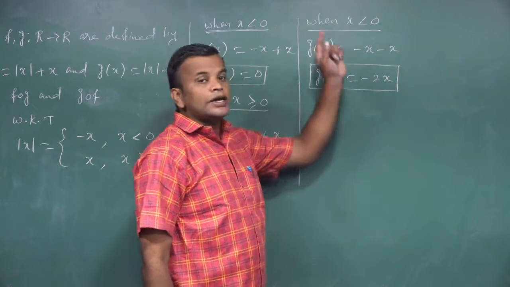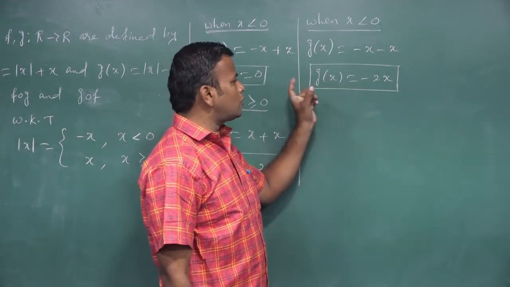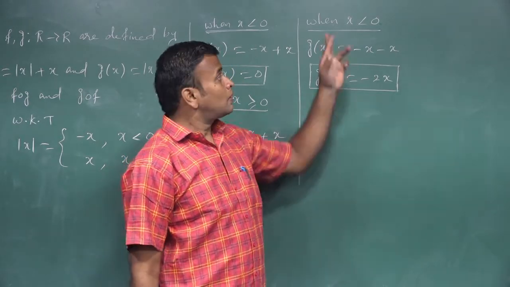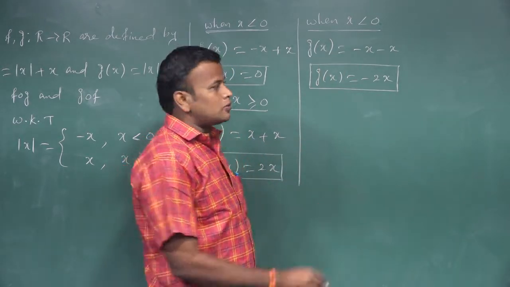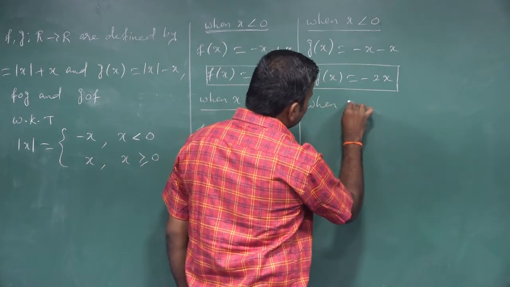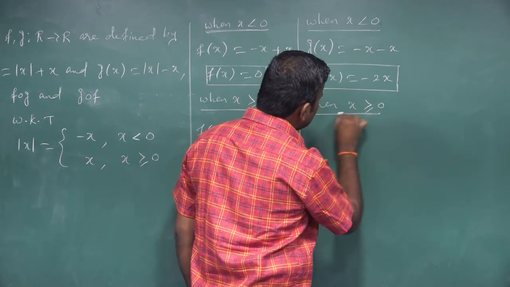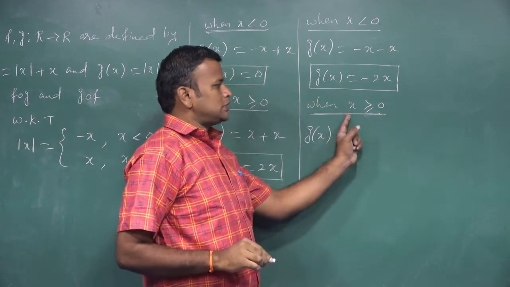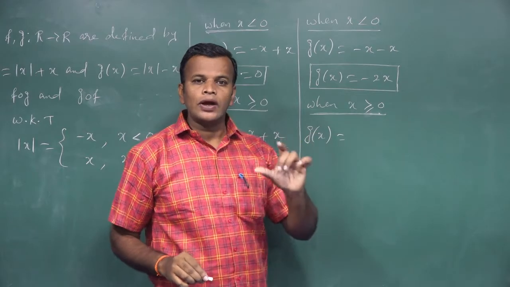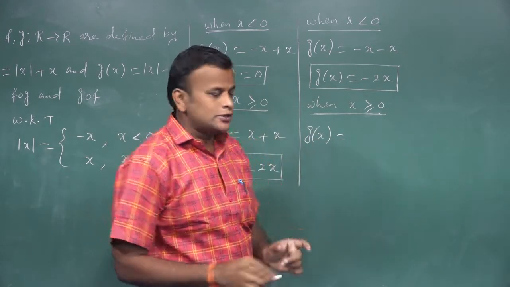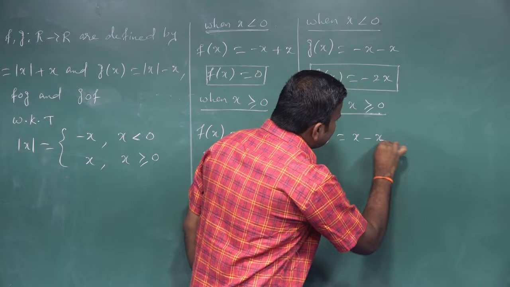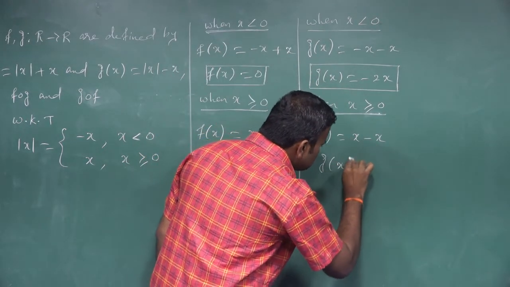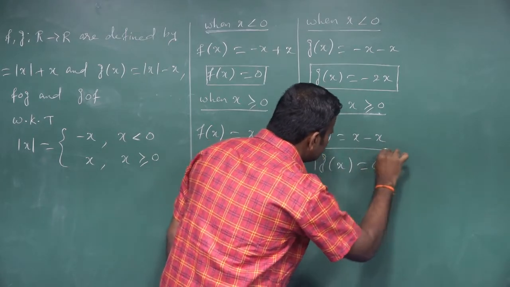That means when x is less than 0 exactly, the value of the function g of x is minus 2x. What is the other case? The value of x is greater than or equal to 0. When x is greater than or equal to 0, g of x: how to define modulus x? Just x. But already minus x is there. So plus x minus x, both are cancelled. So g of x value is 0.